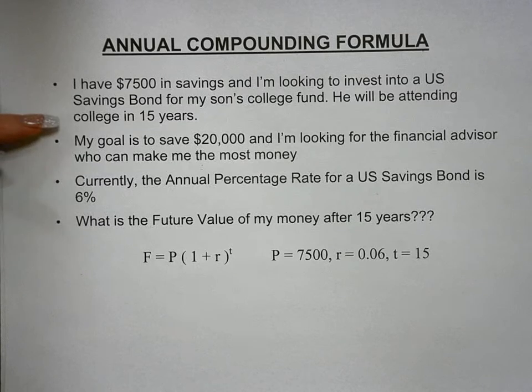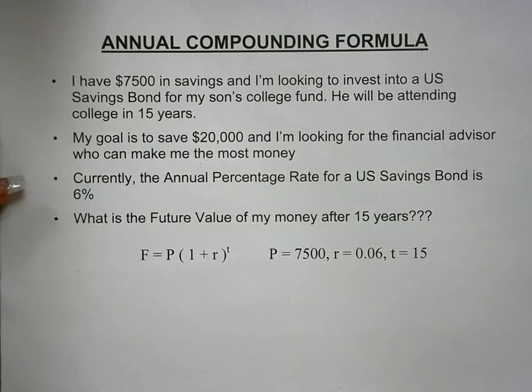He will be attending college in 15 years. My goal is to save $20,000 and I'm looking for the financial advisor who can make me the most money. Currently, the annual percentage rate for a U.S. savings bond is 6%. What is the future value of my money after 15 years?